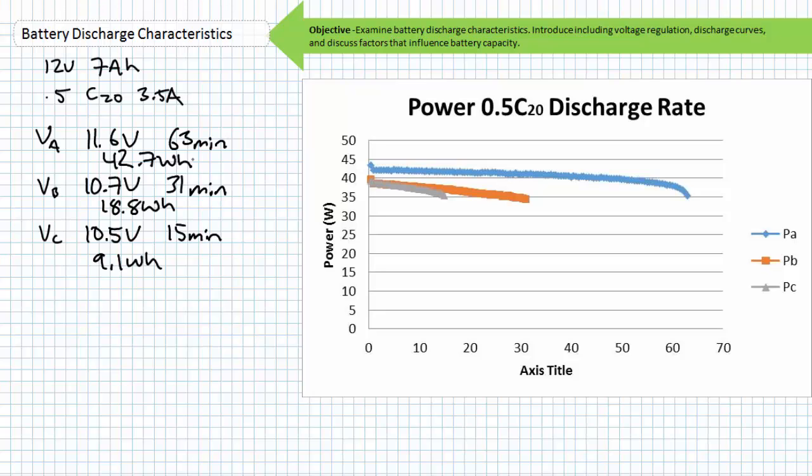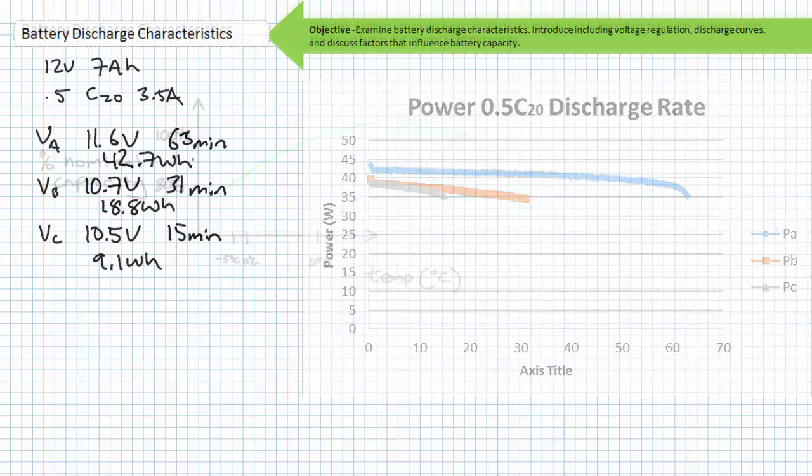When all 3 batteries call it quits, having reached their manufacturer's recommended cutoff voltage of 9.8 volts for the 0.5 C20 discharge rate, Battery C delivered only 9.1 watt-hours of energy, Battery B delivered double that at 18.8 watt-hours, and Battery A delivered slightly more than double that at 42.7 watt-hours. This variance shouldn't come as a surprise. A virile and eager young battery can deliver a lot more energy than a tough old goat.